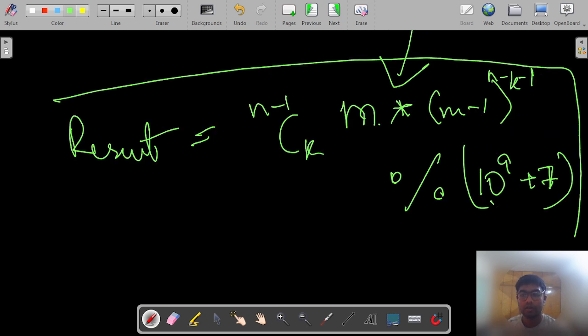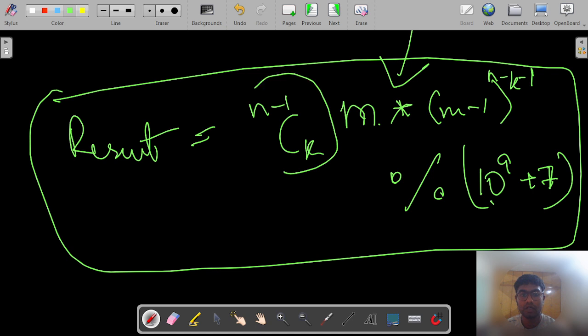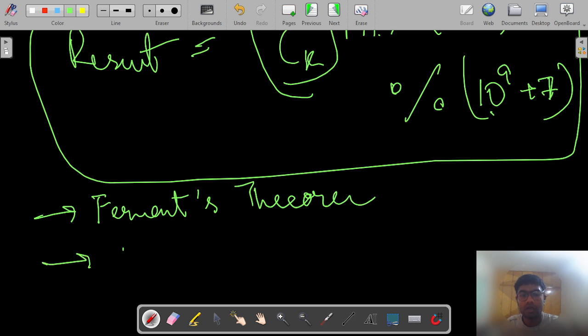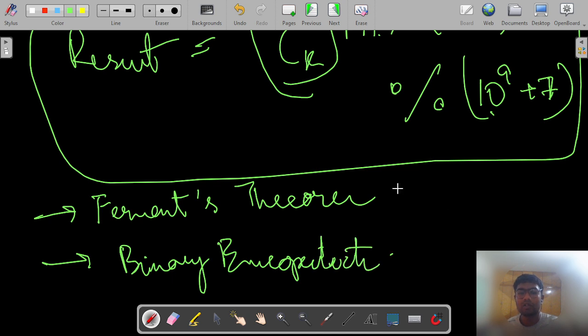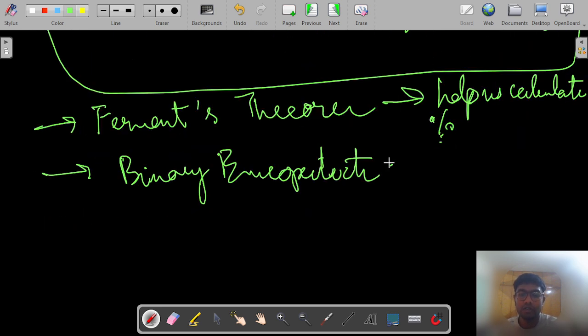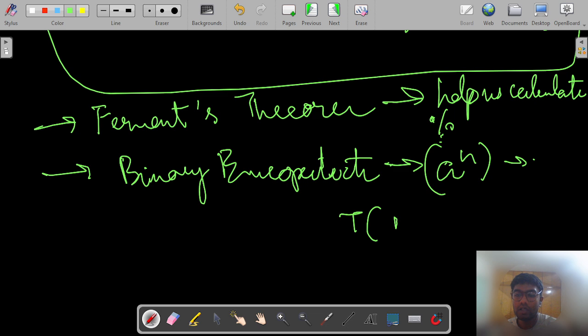There are a few things to consider. If we want to solve this formula, we might get time limit exceeded if we are not using approaches such as, one, Fermat's theorem, and second, binary exponentiation. Fermat's theorem helps us calculate the mod of a specific value where division is also involved. Binary exponentiation helps us solve a power n in log n time complexity. So let us look at these two things.